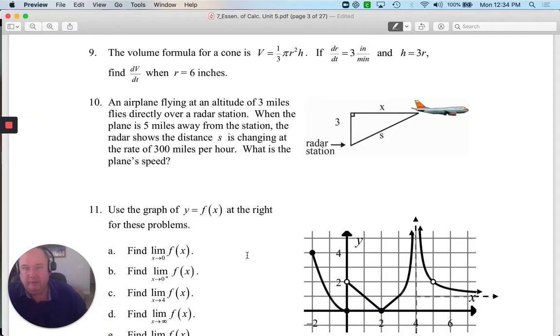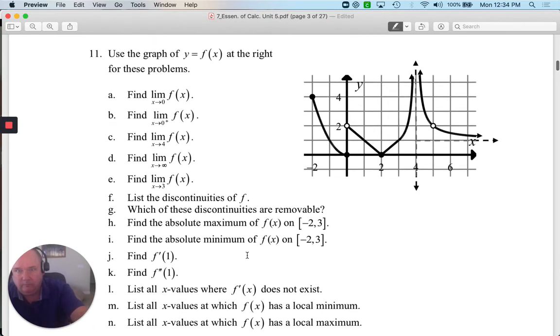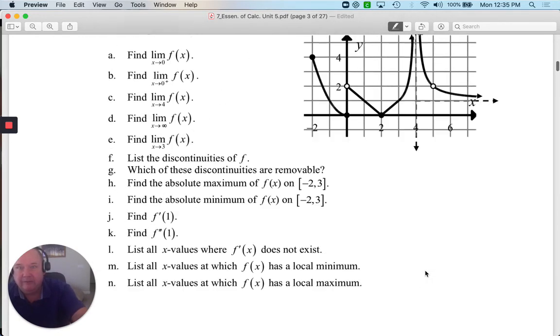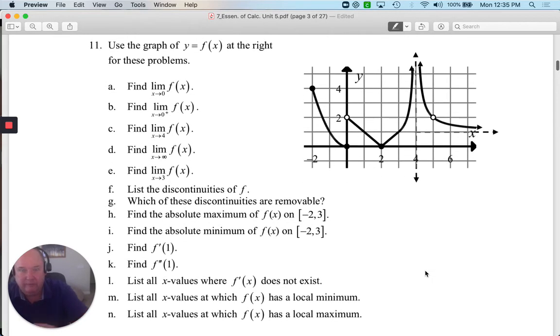In number 11, it says use the graph. Let's go down here. Use the graph to answer. Wow, a lot of questions, but this is it. So this is the end of the assignment. So let's just go. Let's do this. These are actually fairly quick questions, I hope.